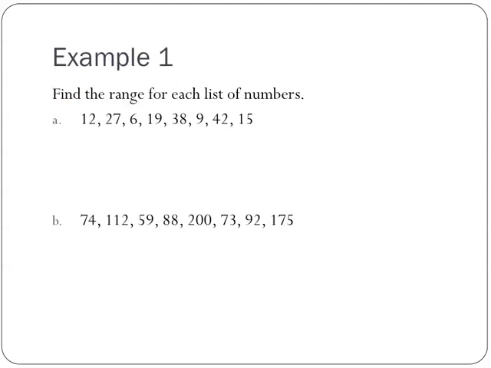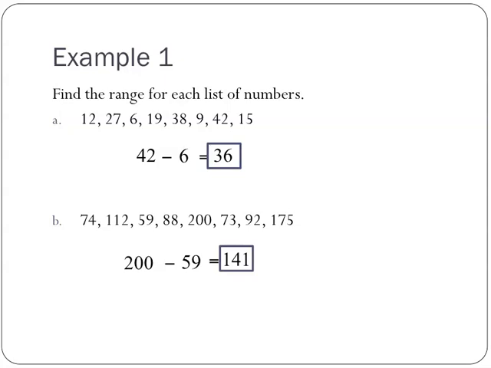So for example, find the range for each list of numbers here. All you have to do is look at the data, find the largest and the smallest data points, and find the difference between the two. So in this case, 42 and 6. 42 minus 6 is equal to 36. All right, and for the next one, our largest number looks like 200, and the smallest number is 59, so 200 minus 59 is 141.